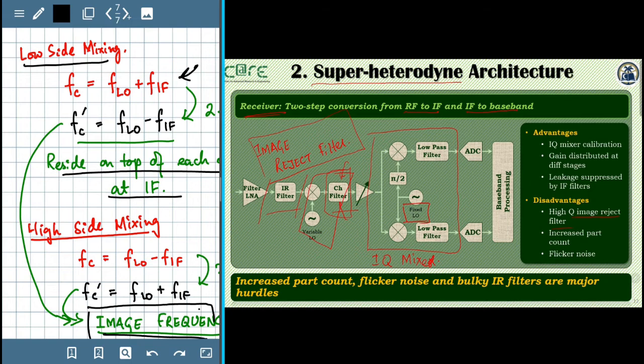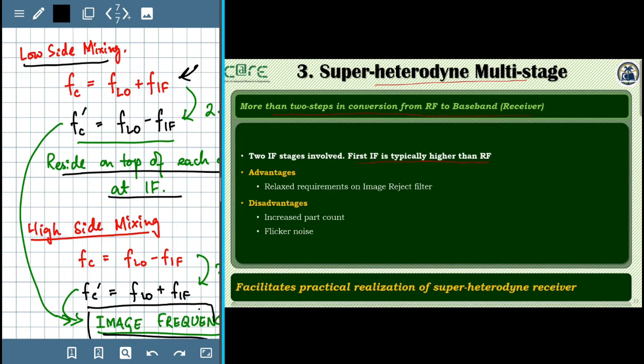So the benefit or the motivation of this multi-stage superheterodyne architecture is that it uses two stages of IF. The first IF stage facilitates the design of the image reject filter. The second IF stage, which is closer to the baseband, facilitates the design of the channelization filter. But there exist some drawbacks.